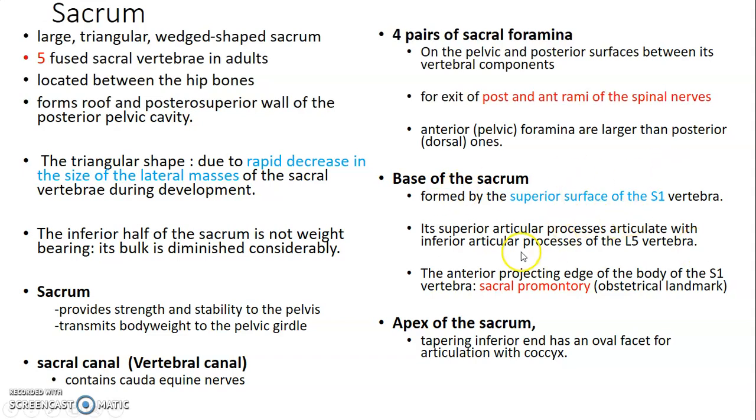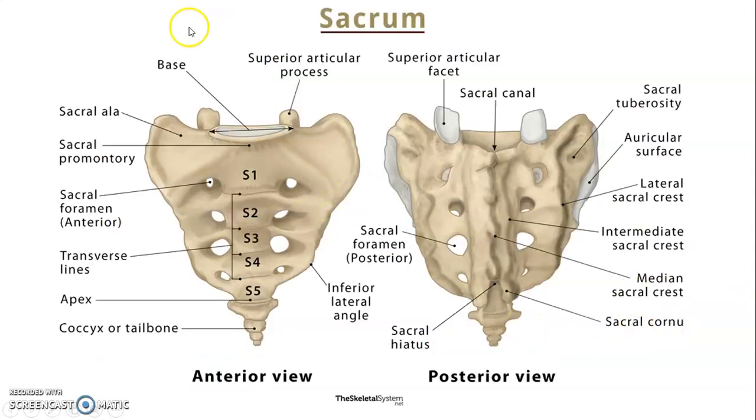The apex of the sacrum usually tapers inferiorly, and it has an oval facet for articulation with the coccyx. This is what we've just described.